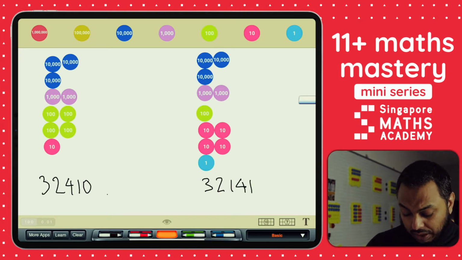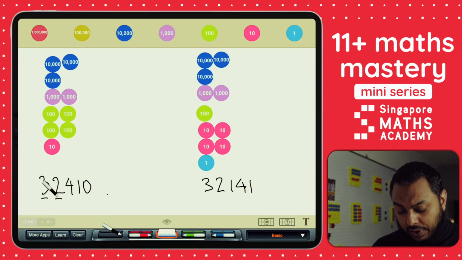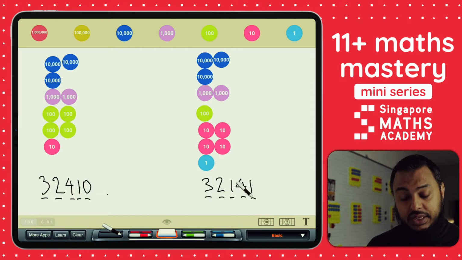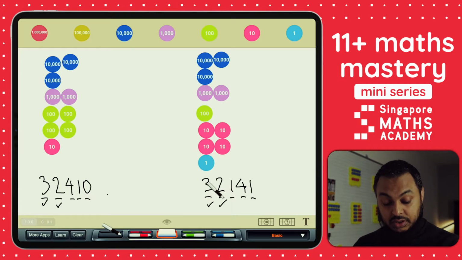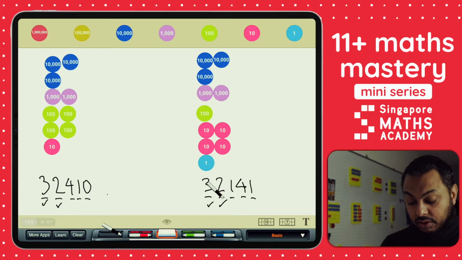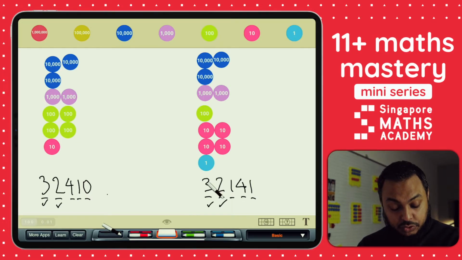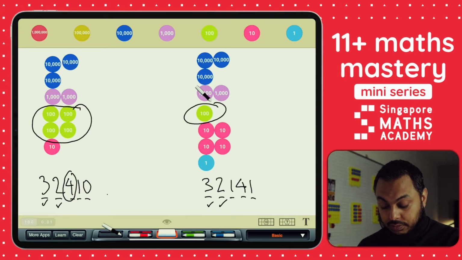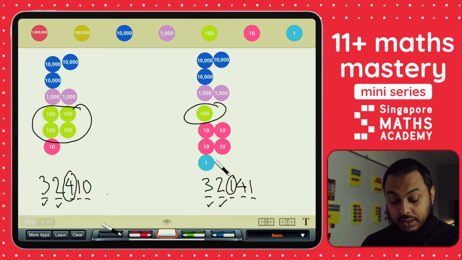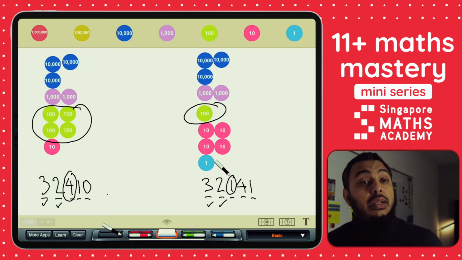We know we have to compare by looking at the digits. They both have 1, 2, 3, 4, 5 digits. So we can compare each digit one by one. They both have a 3 and a 2. So 3 lots of 10,000s, 30,000. 2 lots of thousands, so 32,000. But in the hundreds column, this is 400 here. This only has 100. So therefore, 32,410 is a greater number, is a larger number than 32,141.